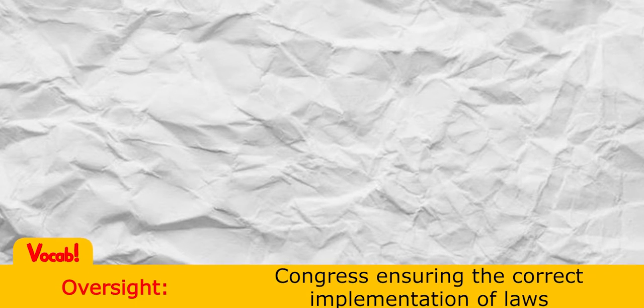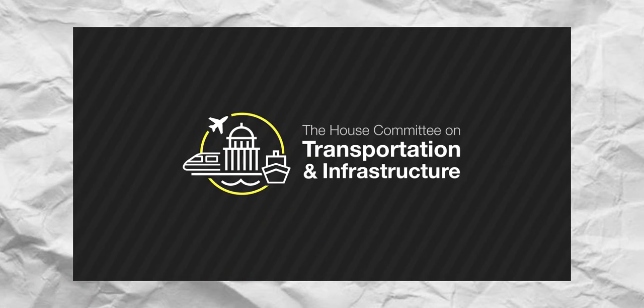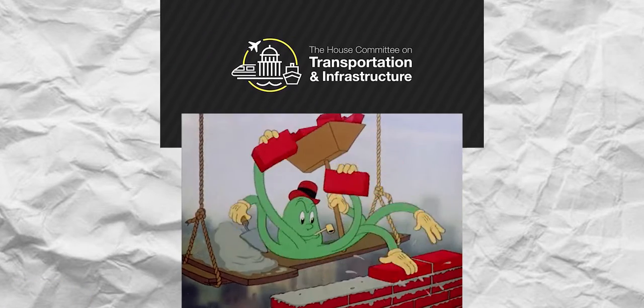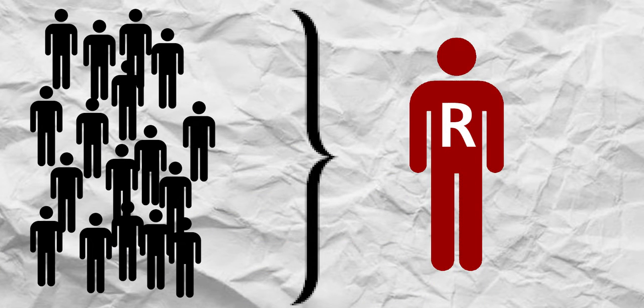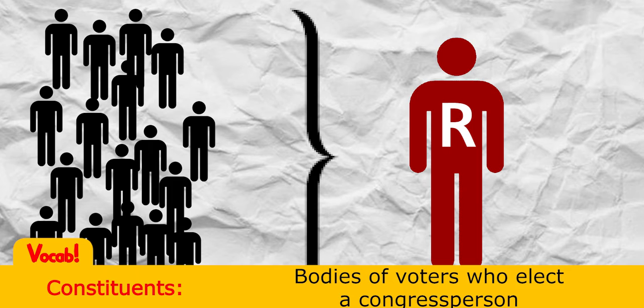Oversight is when Congress ensures that the laws are implemented correctly. They can create committees and subcommittees to investigate the actions of the federal bureaucracy. These are generally routine. Legislative representatives oversee their constituencies or voters under their jurisdiction.